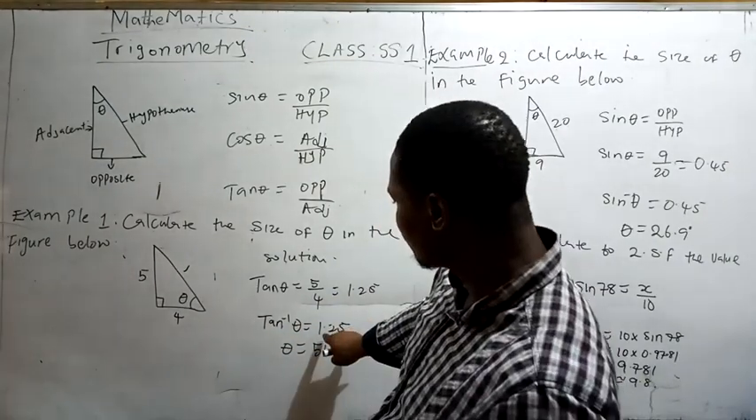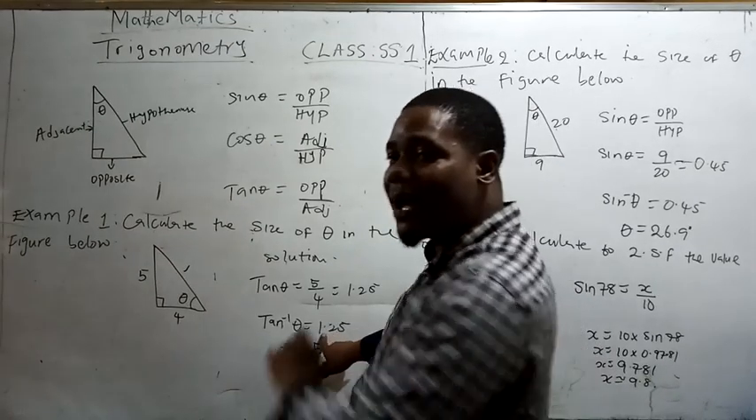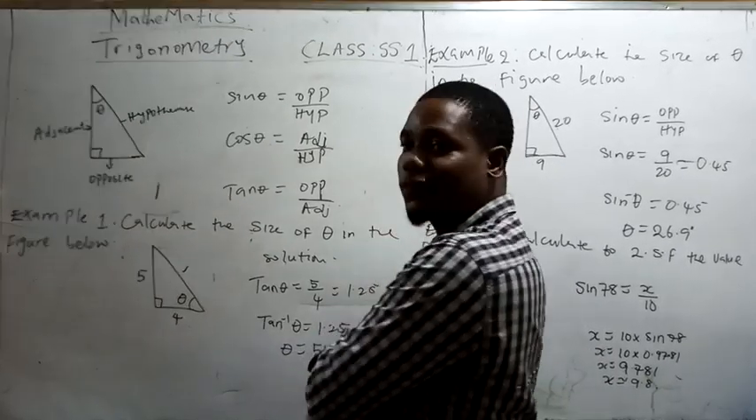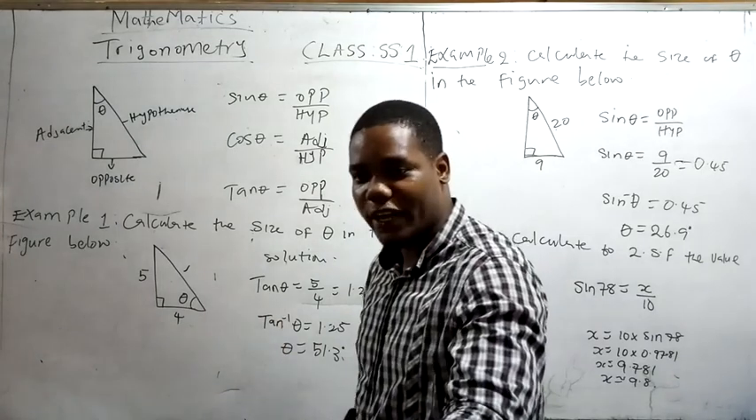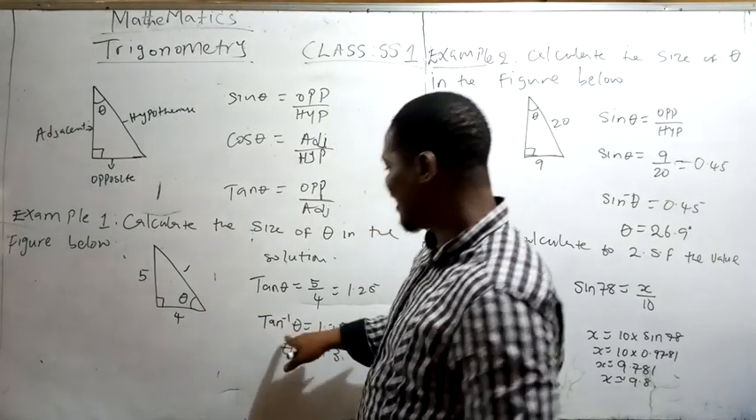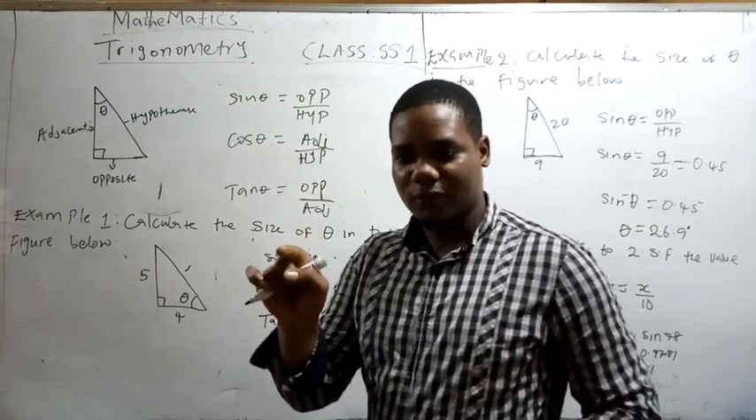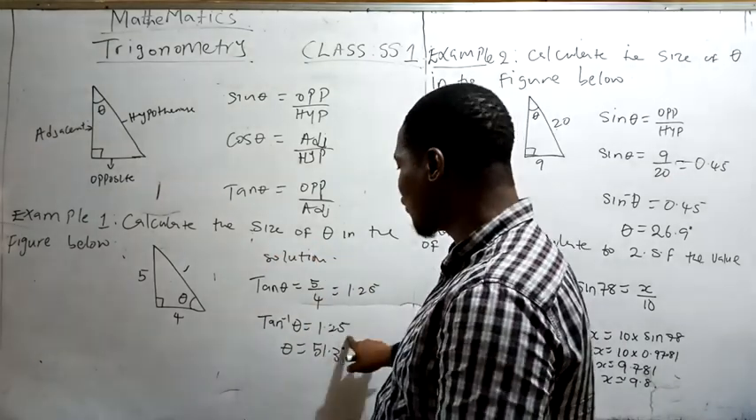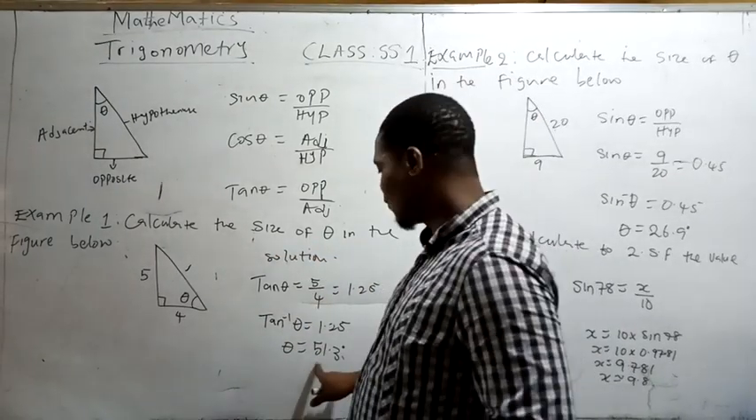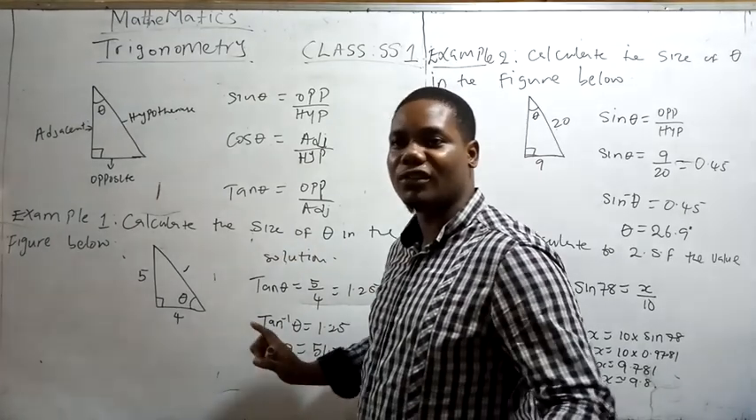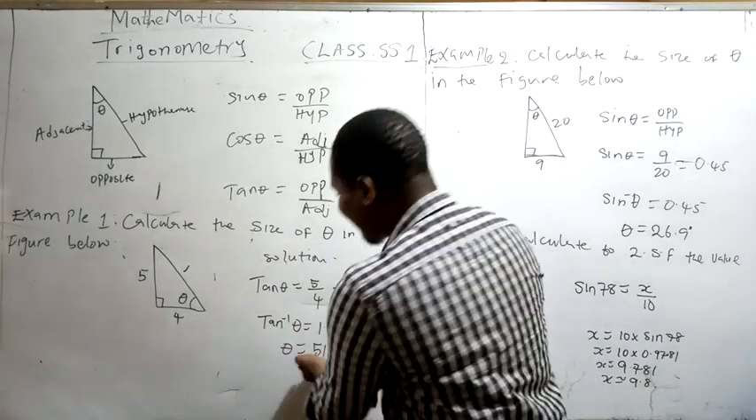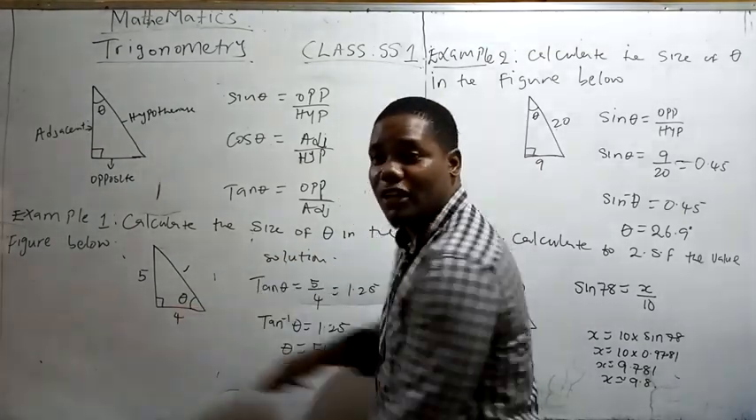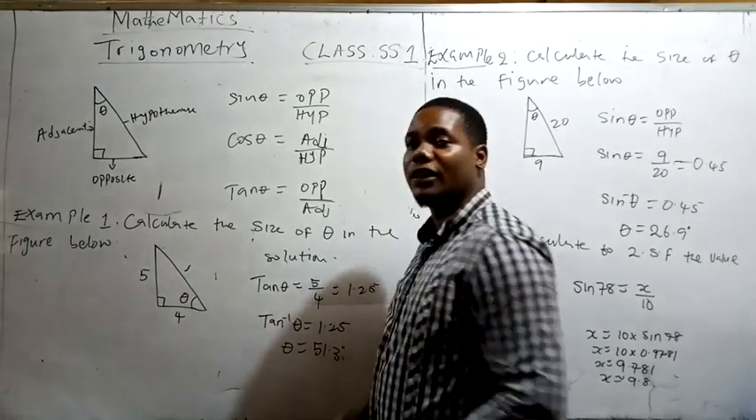Locate where you have 1.25. Or if you have your calculator, you press shift and tan inverse of 1.25. Theta will come out to be 51.3 degrees. You have gotten the size. So the size of this angle theta is what now? 51.3 degrees.